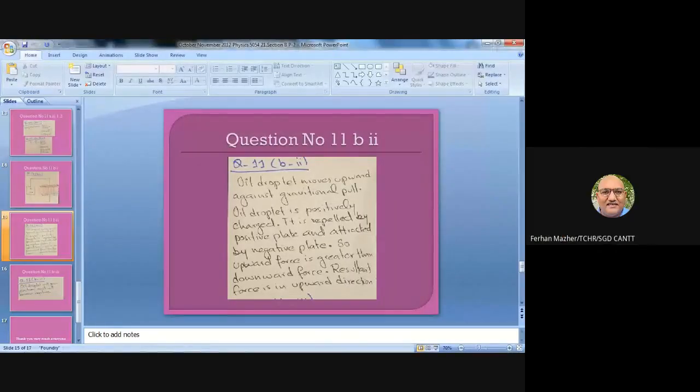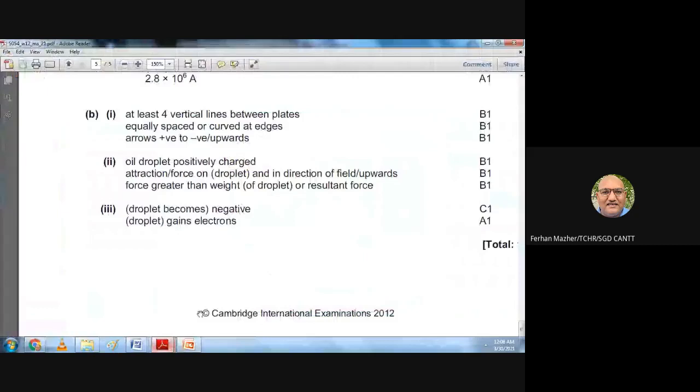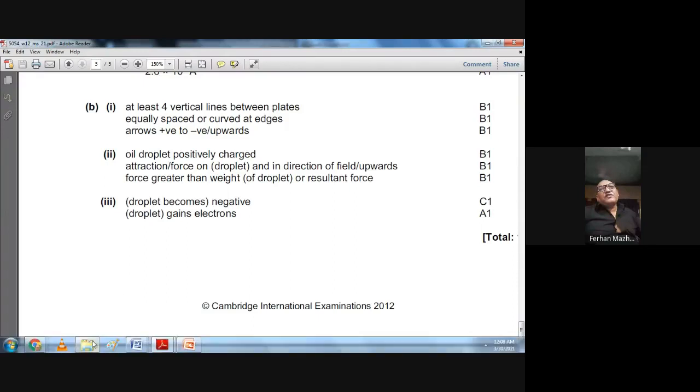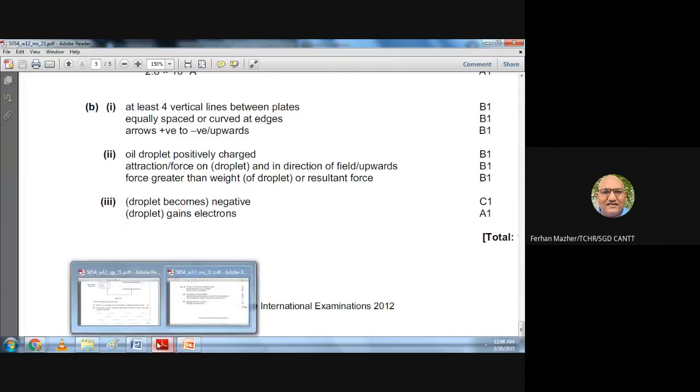So I hope you have understood this. Let me show you the answer. It says the oil droplet is positively charged, attraction force on the droplet in the direction of the field, meaning upward, force greater than weight of the droplet, or resultant force. So there is a resultant force in the upward direction. The electrostatic force of repulsion and attraction is stronger than the gravitational field.